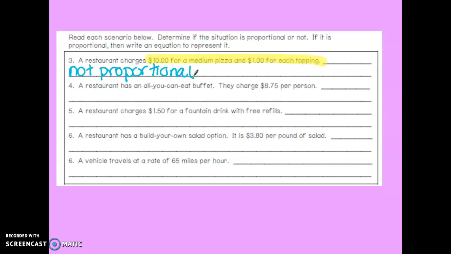The next one: a restaurant has an all-you-can-eat buffet. They charge $8.75 per person. We have a rate per person. Regardless of how many people eat, you're going to multiply it by that $8.75. So we can write an equation for that. This is our constant of proportionality, or k. So we would write that out: y equals $8.75 times x, representing the number of people.